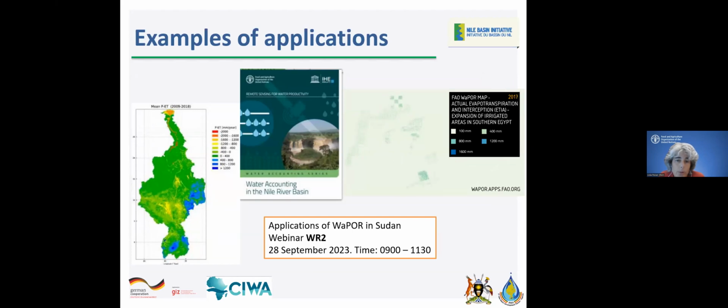The data is also useful to monitor expansion of irrigated area. This animation shows a very well-known example of expansion of irrigated area in southern Egypt. But I'd also like to make an advertisement here and let you know that there's another webinar, WR2, on 28 September, in which a presentation on application of VAPOR data in Sudan in the Jazeera irrigation scheme will be presented. So if you're interested, join that session as well.